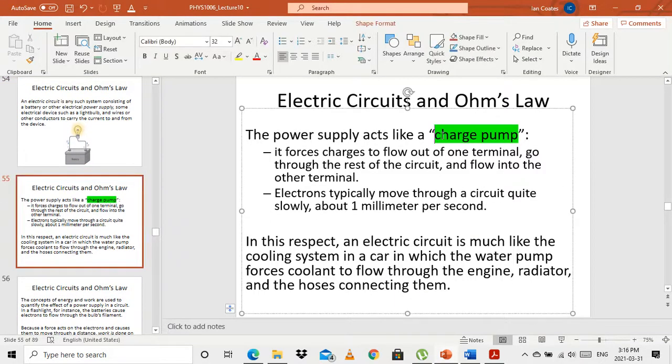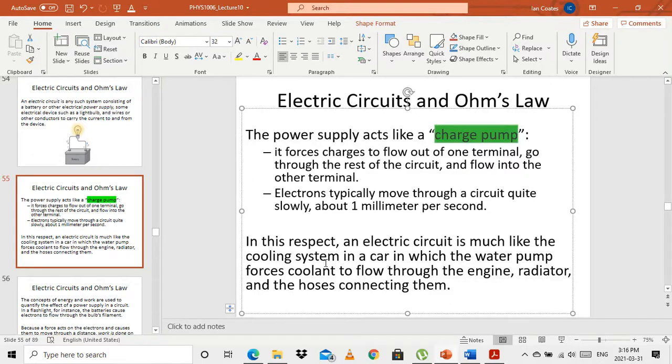Here we're getting back into the battery, that charge pump. The power supply acts like a charge pump. So your battery forces charges to flow out of one terminal, go through the entire circuit, and back into the other terminal. Electrons typically move through a circuit quite slowly, about 1 millimeter per second. Okay?